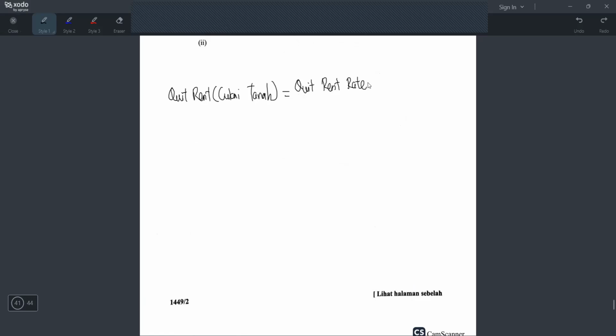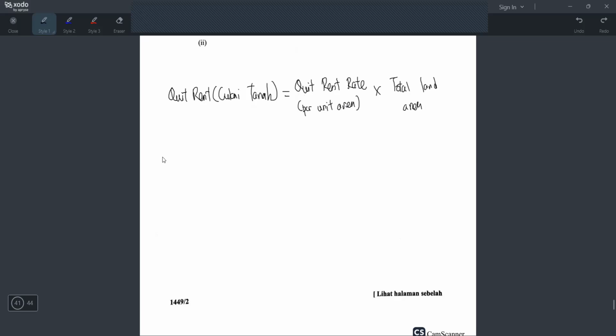Quit rent rate. You take the quit rent rate per unit area times with the total land area. Okay, the total land area. This is how you calculate cukai tanah. Okay, take the quit rent rate per unit area times with the total land area. And usually they will give you this in the soalan.